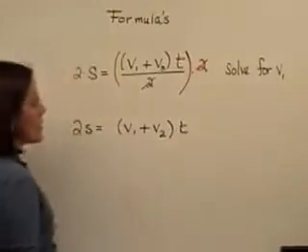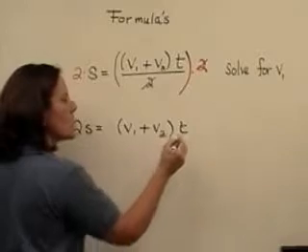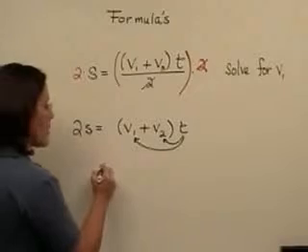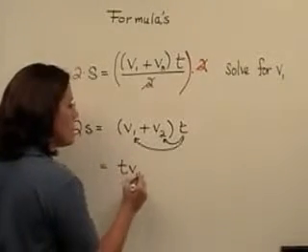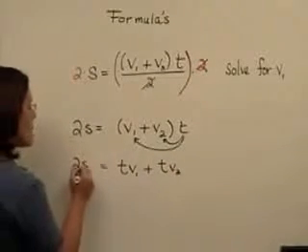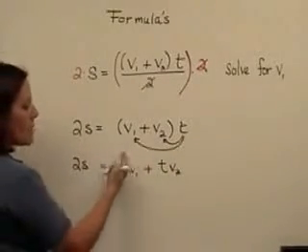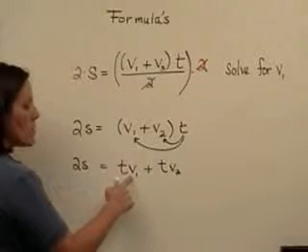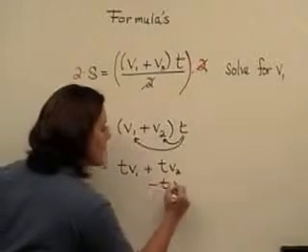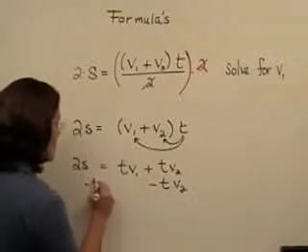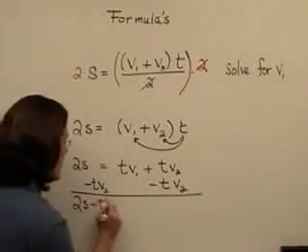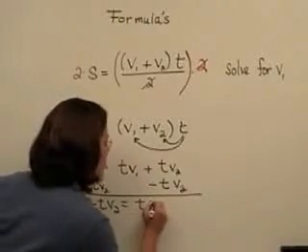Now I want to get v sub 1 alone, so my next step is to get rid of these parentheses. So I'm going to distribute the t times both of the terms on the right side of the equation. So I'll have t times v sub 1 plus t times v sub 2, again distributing the t times both of those. And now, again, I'm looking to get this term right here alone, because I want to solve for v sub 1. So since this reads plus t v sub 2, I've got to subtract it in order to get rid of it. And so I'll have 2s minus t v sub 2 equals t times v sub 1.